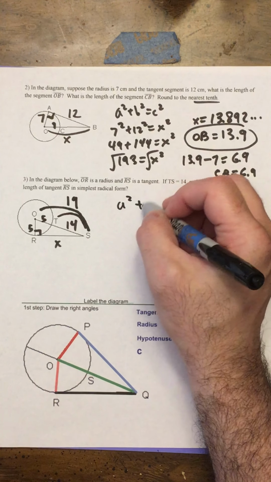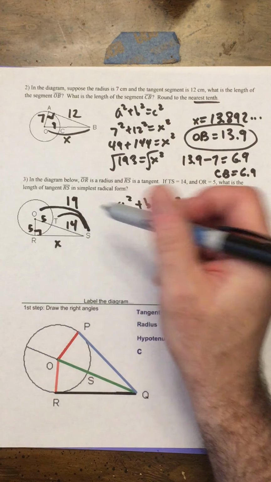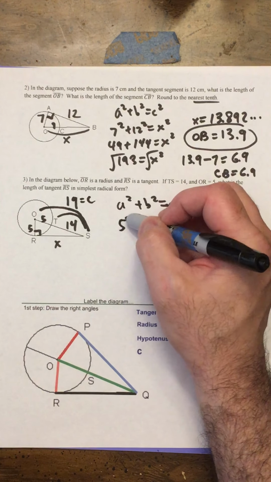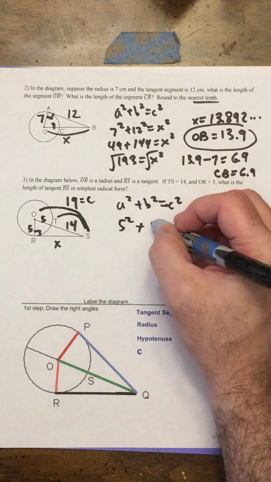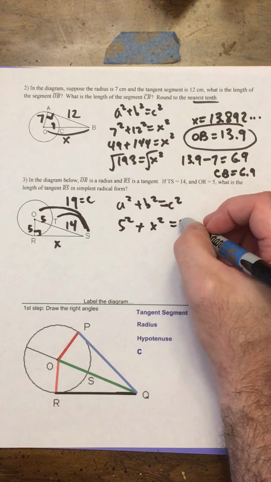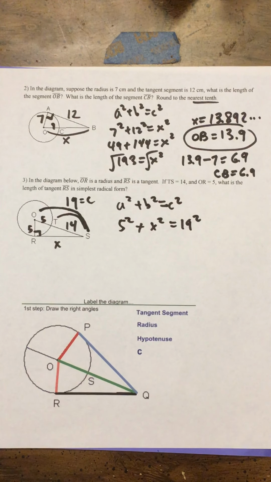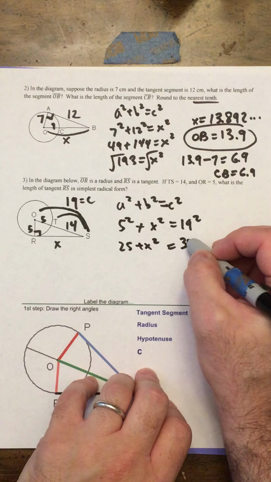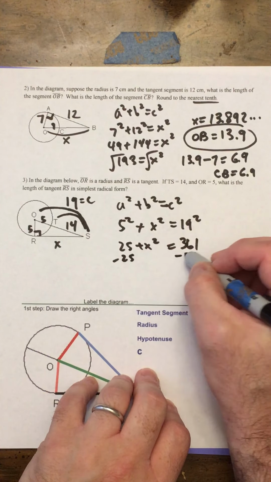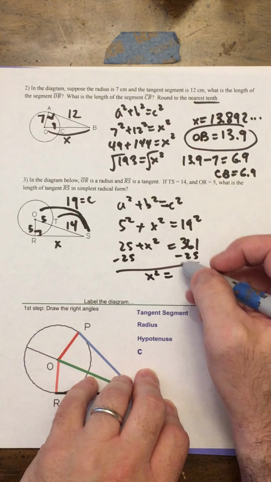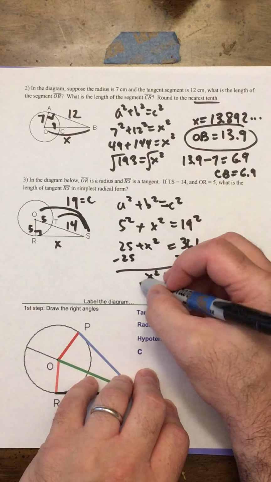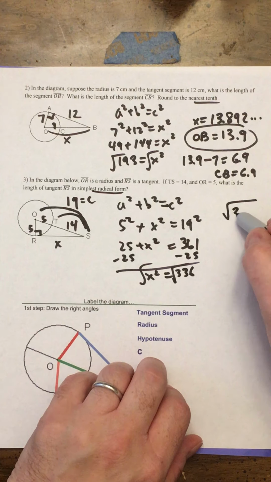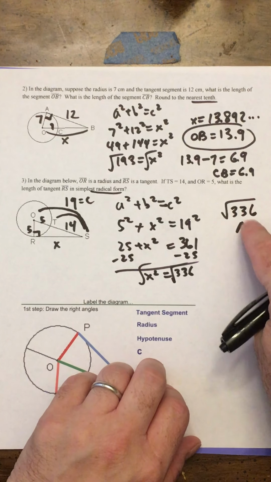So now when you're going to use the Pythagorean Theorem here, this is your C value, so it's going to be 5 squared for the OR part plus x squared for the RS part equals 19 squared for the OS part. Okay, so what do we get here? We get 25 plus x squared equals 361. Subtract 25 on both sides, and that gives you 336. And it's asking us to put the answer in simplest radical form. Let's think about how we do that. Remember, you want to look at your perfect squares.